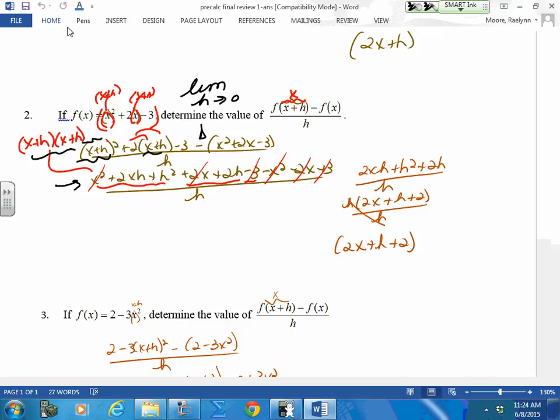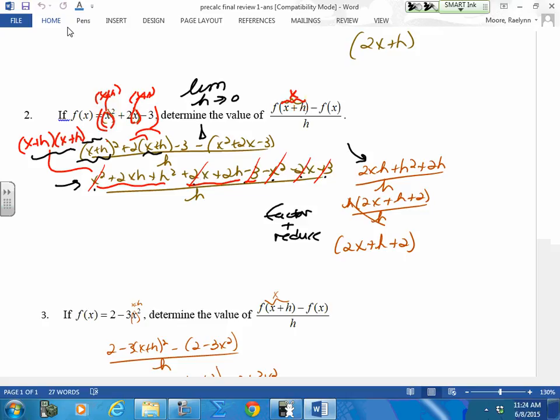So at this point, we can cancel out a negative x squared, a positive x squared, a negative 3, a positive 3, a negative 2x, a positive 2x. We're left with terms that contain h. Then we can factor and reduce. Thus, we've eliminated your denominator. Good?